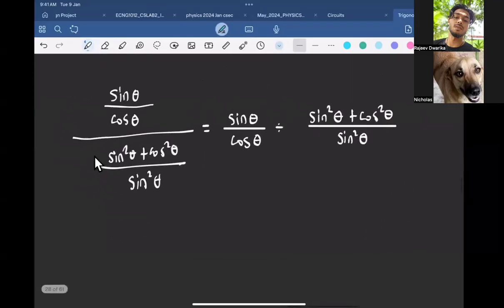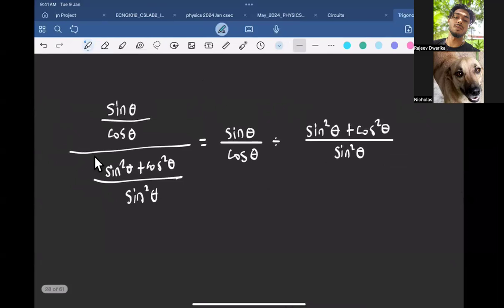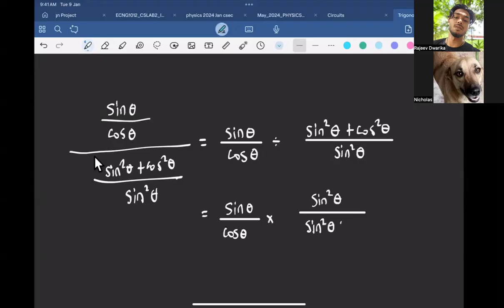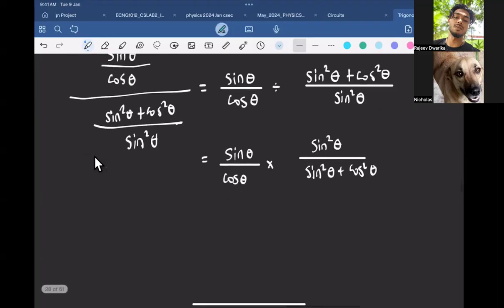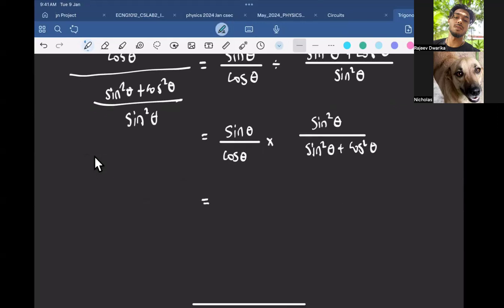All right, so now we could actually simplify. But wait, we had to convert this division to multiplication. So that'll be sine theta over cos theta multiplied by sine squared theta over sine squared theta plus cos squared theta. Now we could actually simplify, right? Do you see anything we could simplify there?